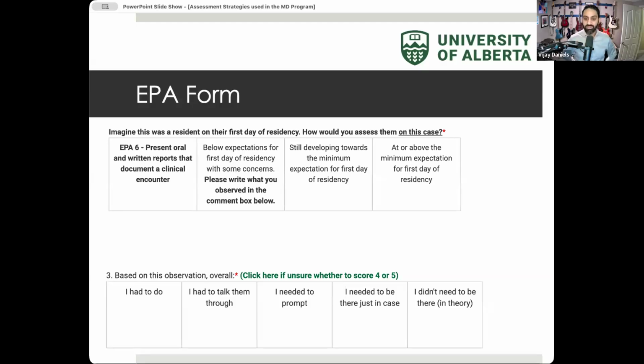Some people would say you have to be perfect to be at the level of first day of residency. I was like, no, can this student detect a stroke on the first day of residency, detect Parkinsonism on the first day of residency?